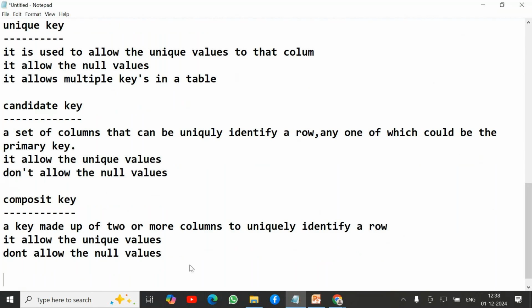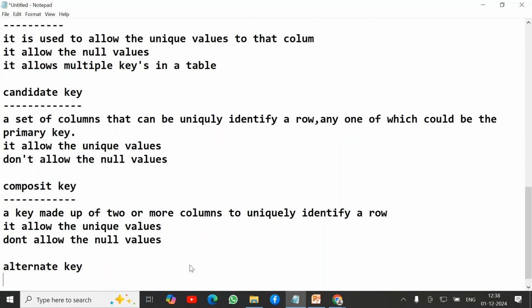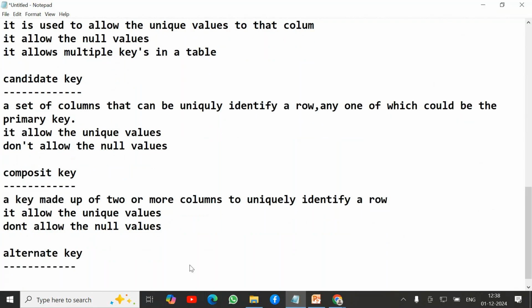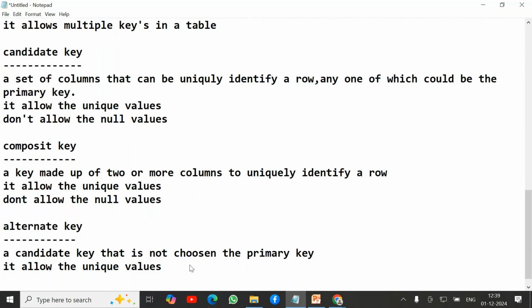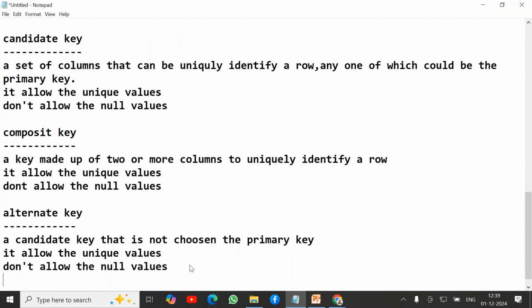Next one, alternate key. An alternate key is a candidate key that is not chosen as the primary key. It allows unique values and doesn't allow null values.